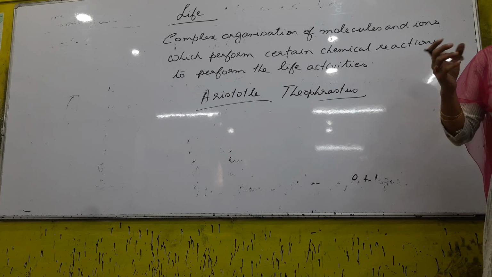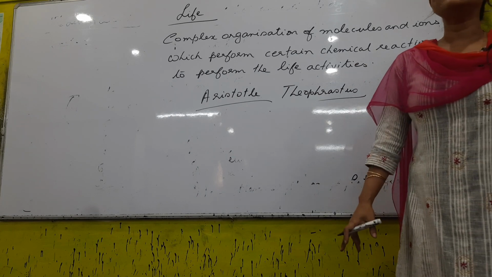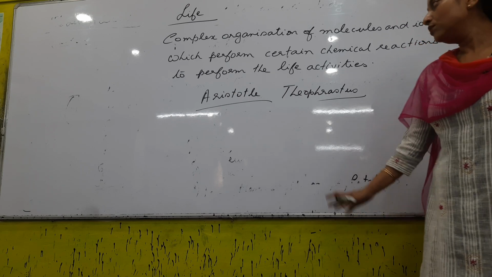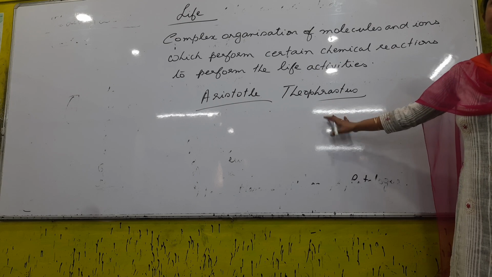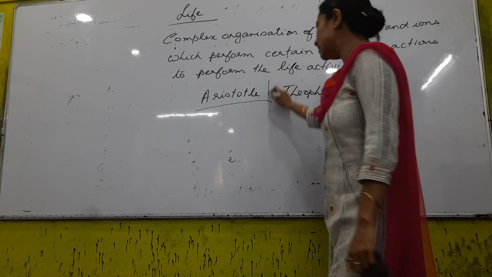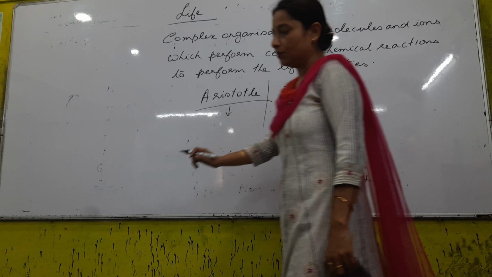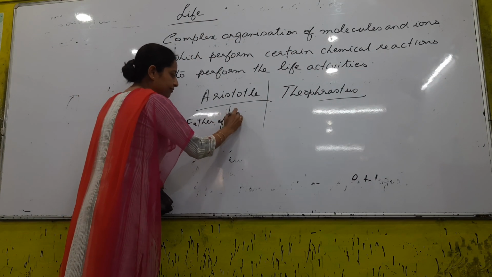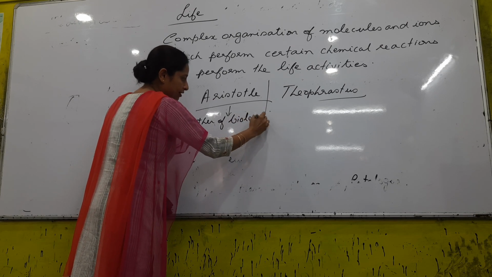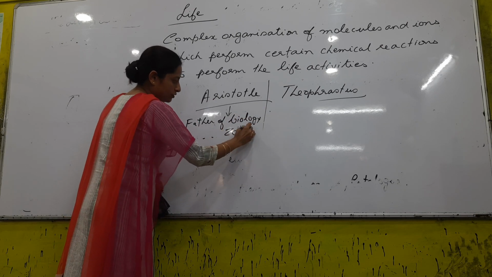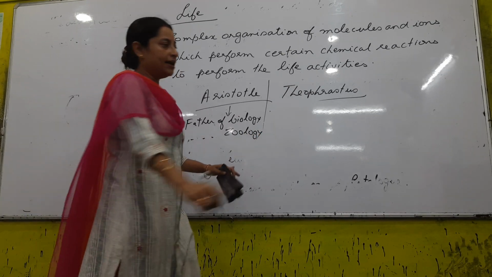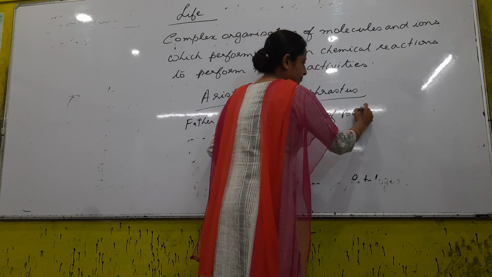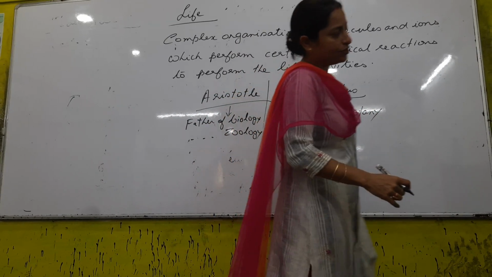Actually, scientists and their contributions, around 8 of the scientists, in the second chapter, that is biological classification, the details are on the podium, right? But as of now, since we are talking about biology, Aristotle is the father of biology, and Theophrastus is the father of botany.